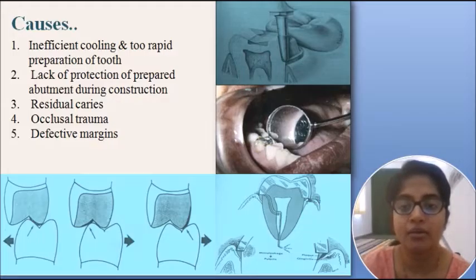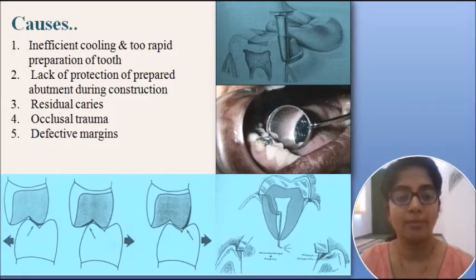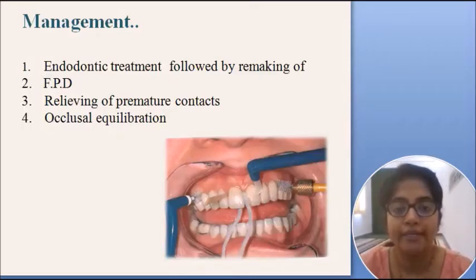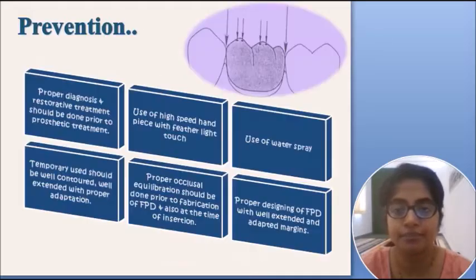Residual caries, occlusal trauma, defective margins, all this can cause pulpal and periapical degeneration. Now how do we manage this? Endodontic treatment followed by remaking of the FPD, relieving of premature contacts and occlusal equilibration. So these are the management strategies.